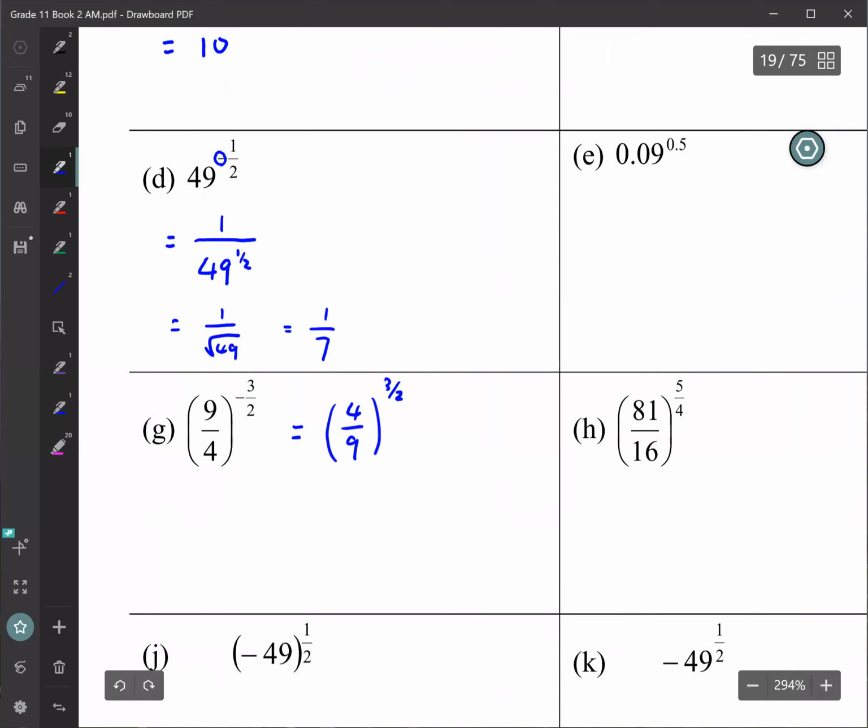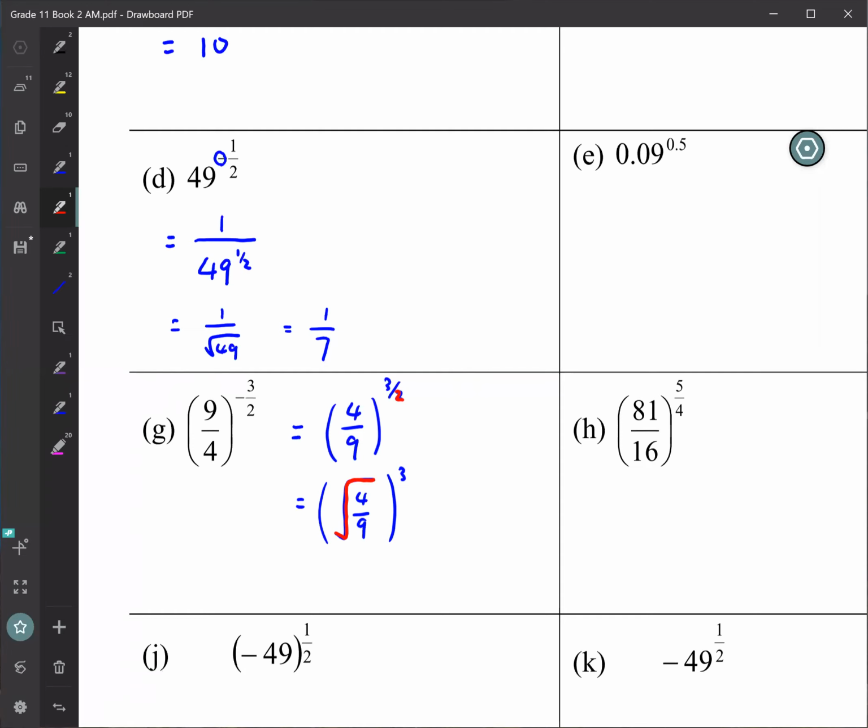Aaron, after I flip it, what should we do now? Square root the 4 and the 9. Okay, so I'll put a square root on the 4/9, and then outside you have a cube. The 2 in the denominator tells you you get a square root, and the 3 represents a cube. Nathan, you want to take over? What do you do now? You would have to do the square root of 4/9 first. Which will be?